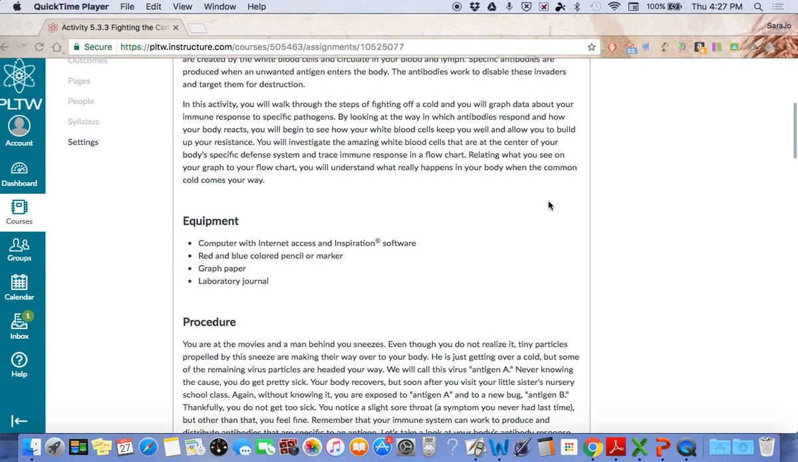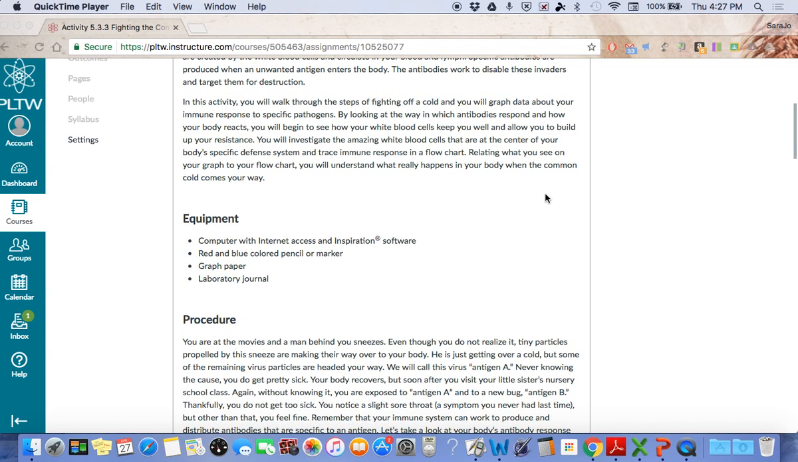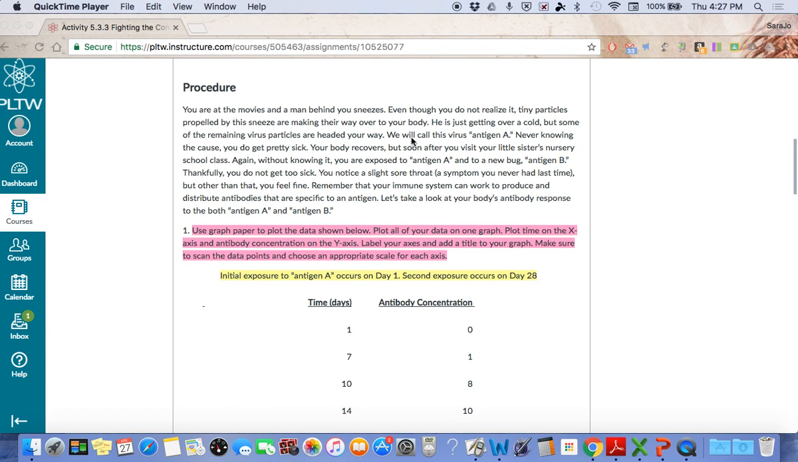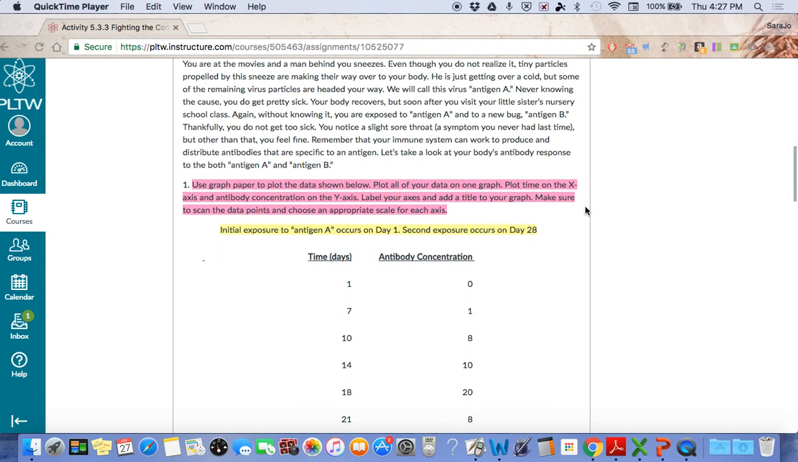And then you're going to make a flow chart that shows the response to antigens in the body. And then you're going to relate your flow chart to this common cold. It starts off with a story about you and the movies and getting exposed to an antigen and then getting sick and then well again, and then getting exposed again to another antigen and the first one again too. So you've been exposed to antigen A twice. And you're supposed to track your data.